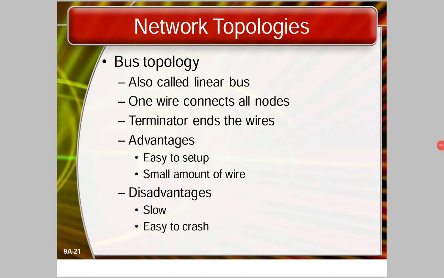In bus topology, one wire connects to all nodes and a terminator ends the wires. This means we may use a wire or cable to connect from one node, generally a server or any device, to all other nodes, and at the end of the network we may use a device called a terminator. A terminator is a small instrument used to end, or terminate, a network.